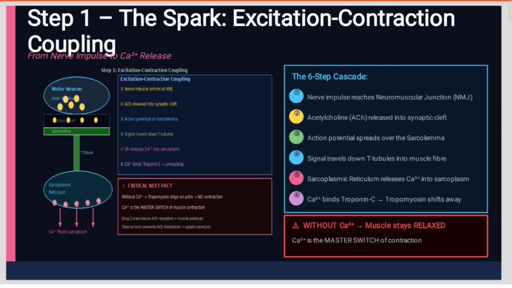Now, without calcium, the tropomyosin stays on the actin. No cross bridge forms and the muscle remains relaxed. Calcium is the absolute master switch.